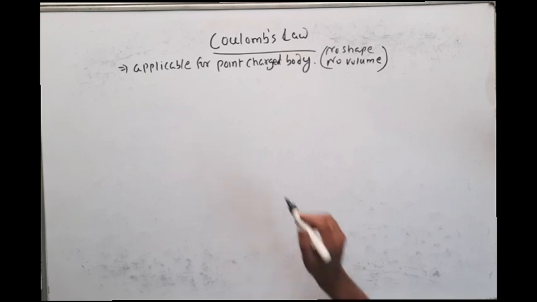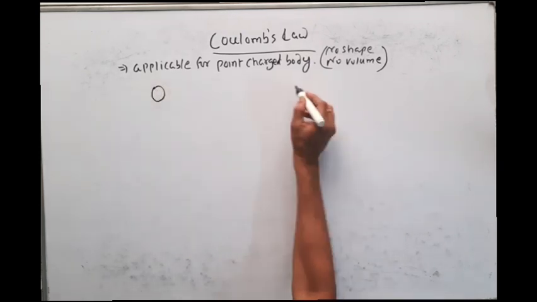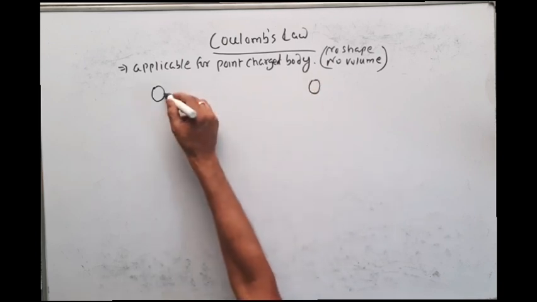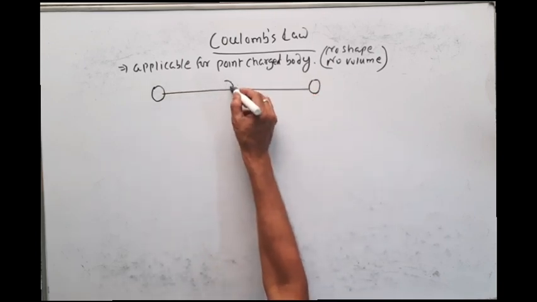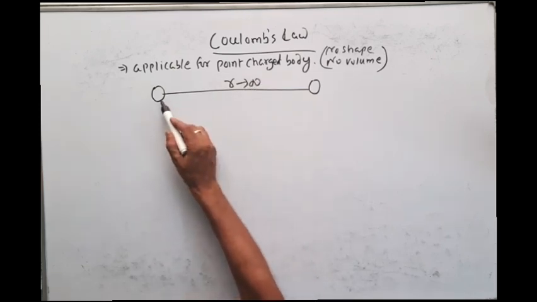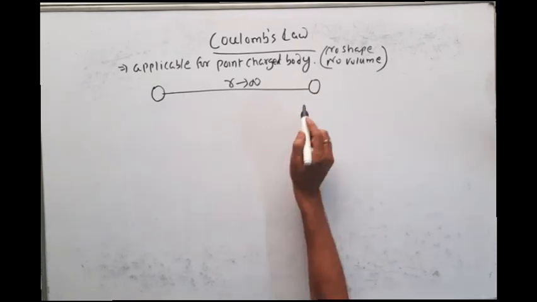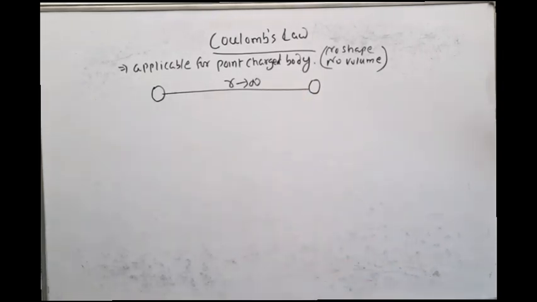Or we can say, suppose you take two bodies that are far away from each other. If the distance is very large, tending to infinity, these two bodies are treated as point bodies. So for these point charge bodies, we can apply Coulomb's law.